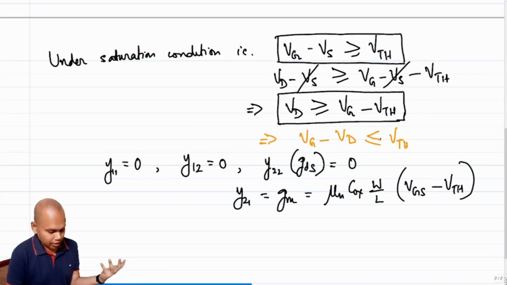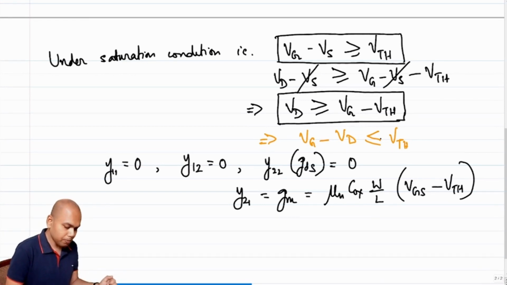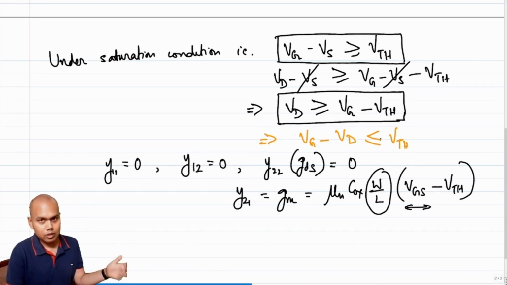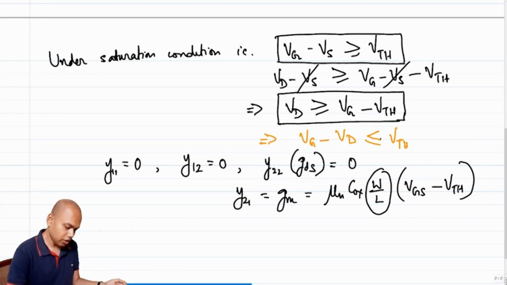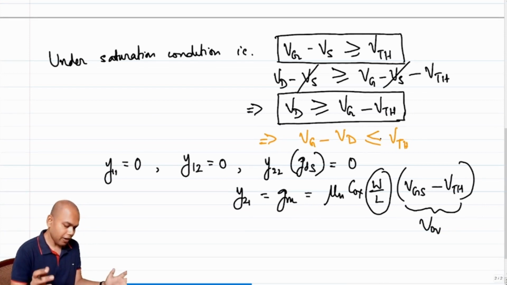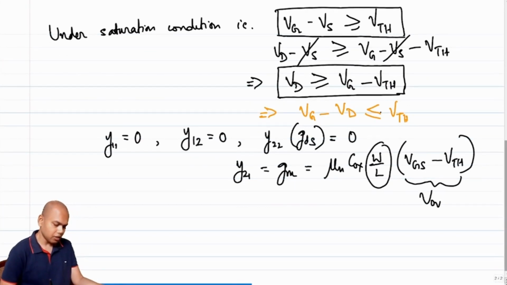We want y21 to be as high as possible, and this seems to be doable since these factors, W over L and VGS minus VTH, or in other words the overdrive, are under the control of a designer, right? So we can pick and choose values of W over L and VGS minus VTH, or the overdrive of the MOSFET. Since we can pick and choose these values, we should be able to get a value of y21 which is sufficiently high, right? So if this is possible, what is the next step?